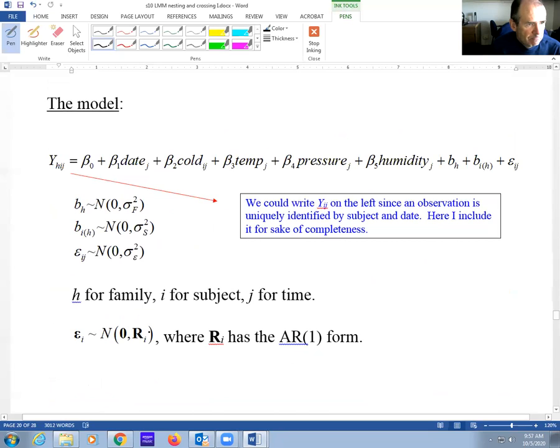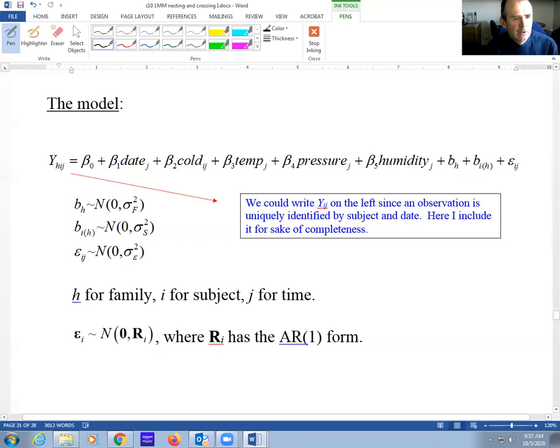So here's our model. I am going to include 3 indices. H is going to be the index for family, I for subject, and J for time. And so we have continuous predictors for date, cold, temperature, pressure, humidity. Date, this is essentially a linear time trend, right? Because it's a continuous variable and we have a coefficient in front of it. So we're just testing for a linear trend in the LTE4 values over time.